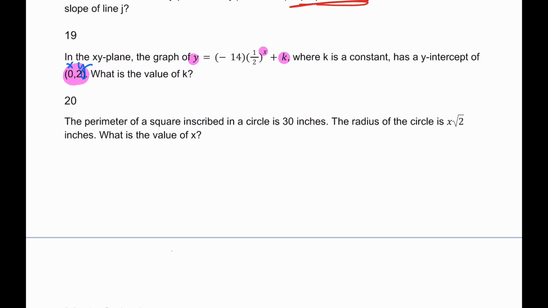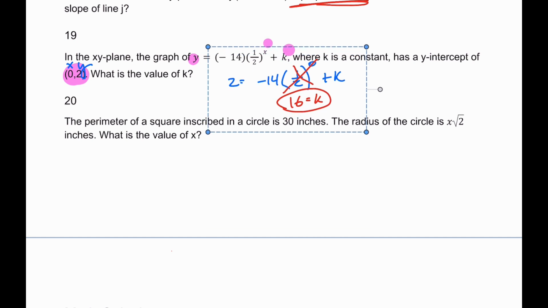So really I have 2 equals negative 14 times 1/2 to the 0 plus k. At which point we have really anything to the 0 power is just 1. And then you can add 14 to both sides. 16 equals k. Not so bad. Let's keep going.